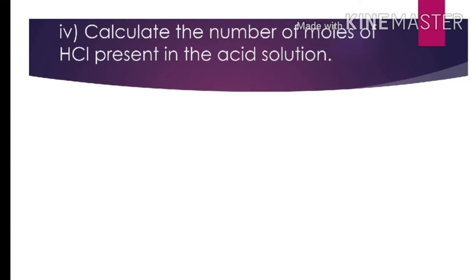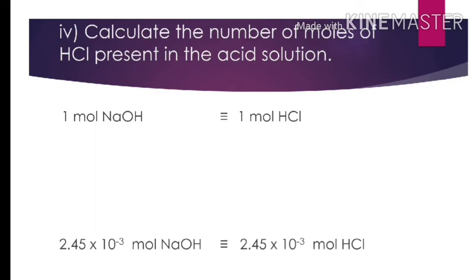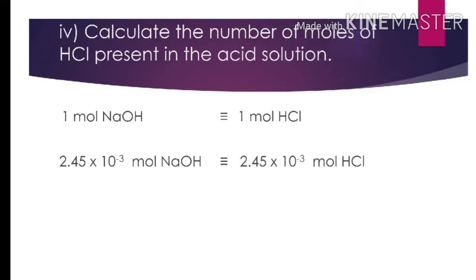4. Calculate the number of moles of HCl present in the acid solution. From the balance equation, you know that 1 mole of sodium hydroxide will react with 1 mole of hydrochloric acid. So, 2.45 times 10 to the power of negative 3 mole sodium hydroxide will react with the same amount, which is 2.45 times 10 to the power of negative 3 mole of hydrochloric acid.